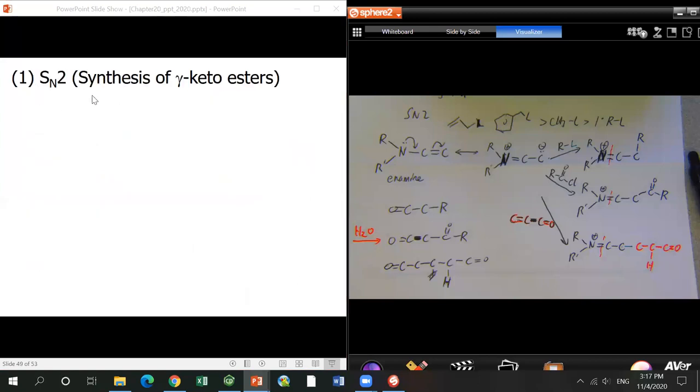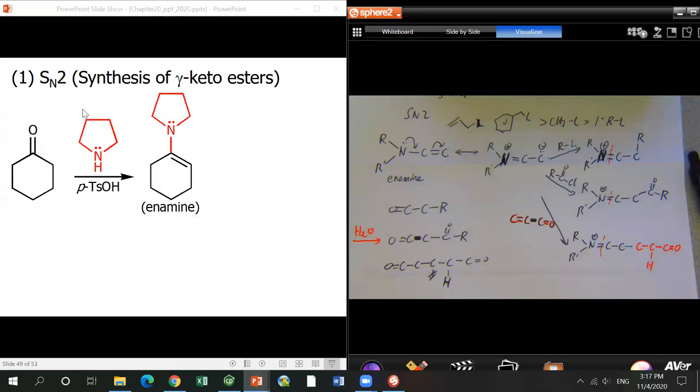First one is your SN2 reaction. Eventually you get what we call a gamma keto ester. The first step is that we make an enamine, which we learned in chapter 18. A secondary amine reacts with a ketone or aldehyde, and then under acid conditions, you get the enamine.